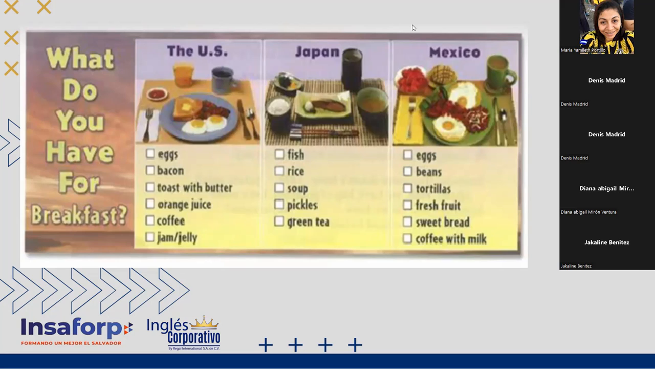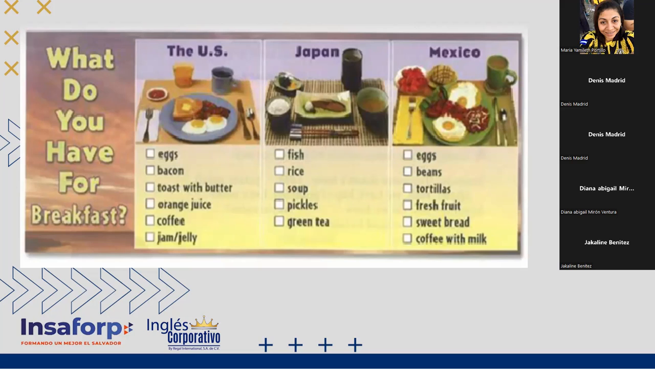The US: eggs, bacon, toast with butter, orange juice, coffee, jam or jelly. Japan: fish, rice, soup, pickles, green tea. Mexico: eggs, beans, tortillas, fresh fruit, sweet bread, coffee with milk. Excellent. Thank you. Very good.